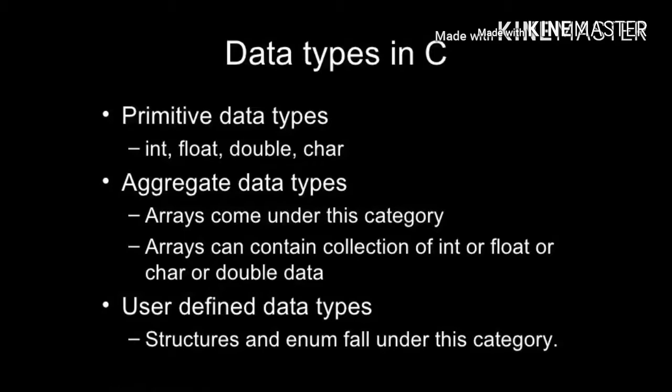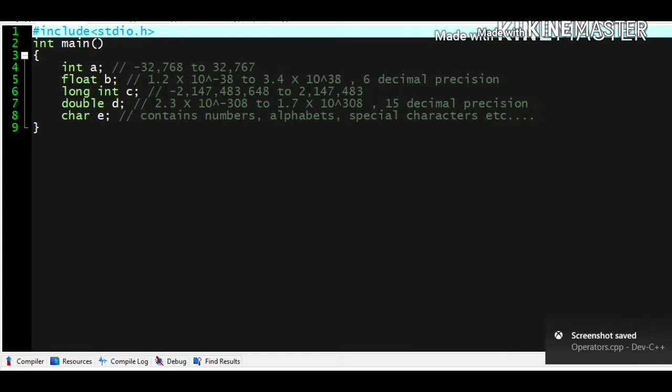It is a declaration that specifies which type of value can be applied to a variable. There are three types of data types: primitive, aggregate, and user defined. Some of the primitive are given here. Int stands for integer, float stands for decimal values, long int covers a wider number of numbers. It has more range than the int.